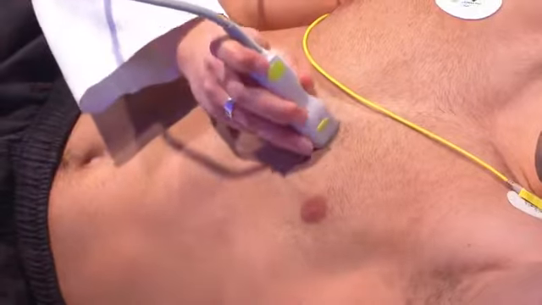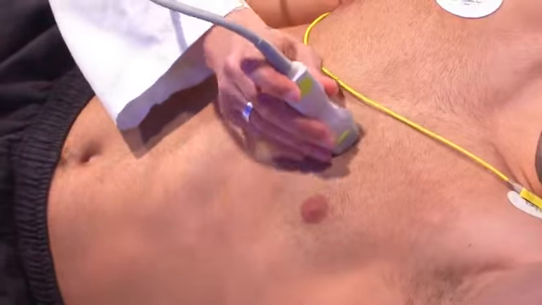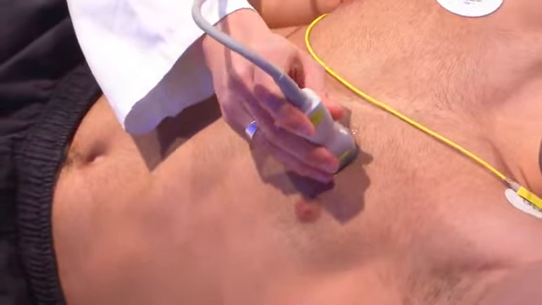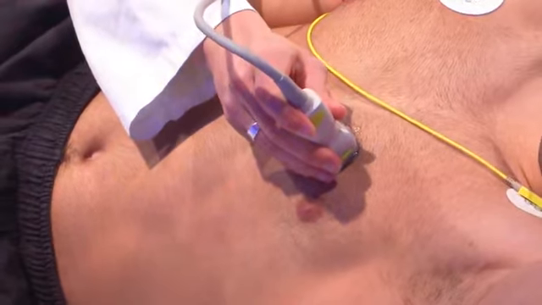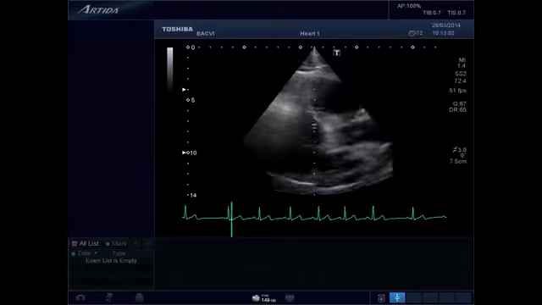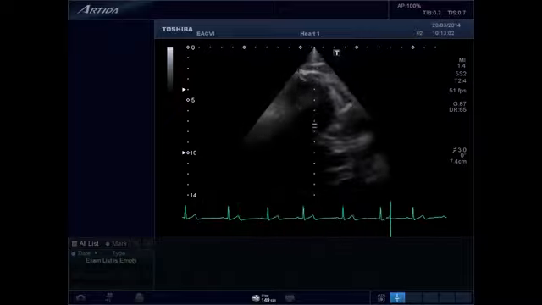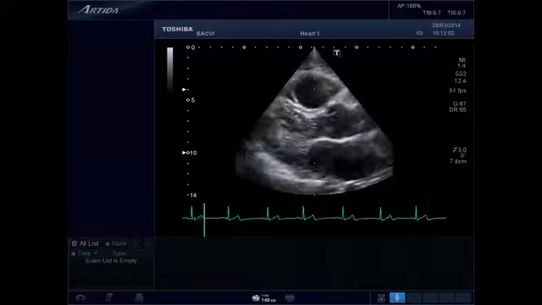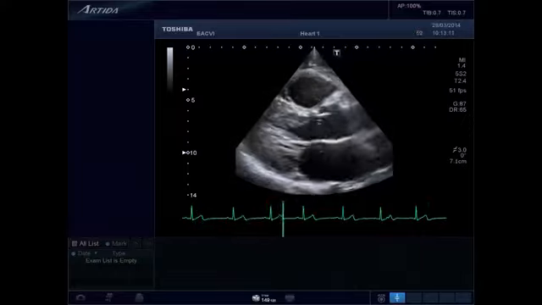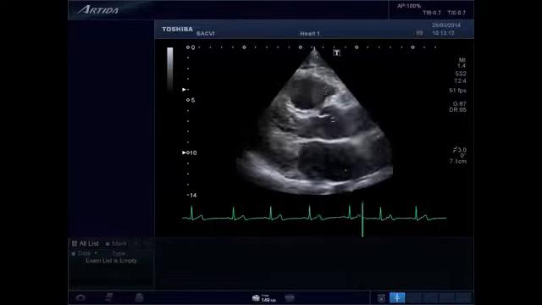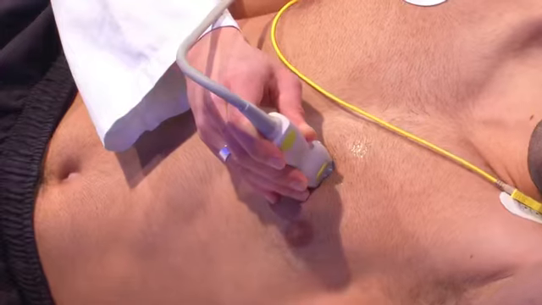I will go back to the view. And in this view, you can acquire a Mmode that is on the, I will push you a bit. I will try to obtain a Mmode on the aortic valve and the left atrium.